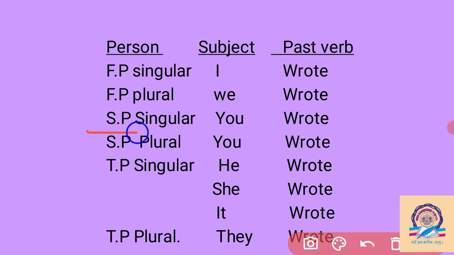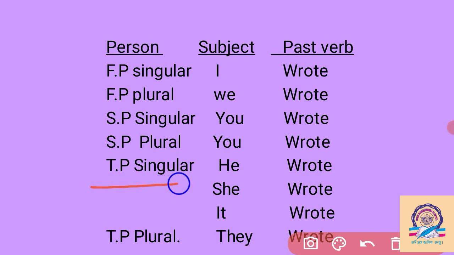Then the second person is the listener. If one person is the listener, we use you, and for second person plural we also use you. For all of them we use the past verb. For each and every subject in the simple past tense, we have to use the past form of the verb.